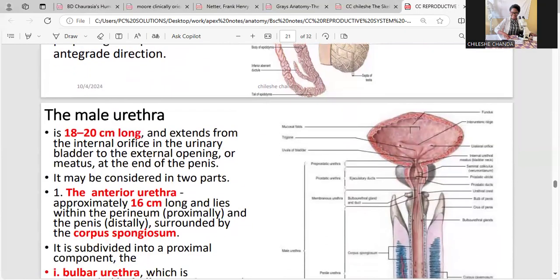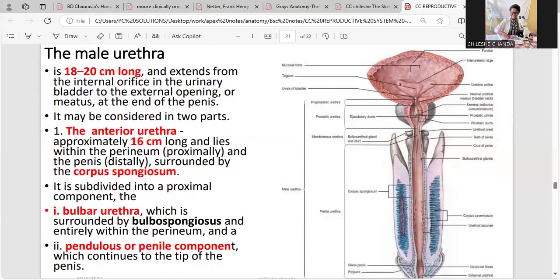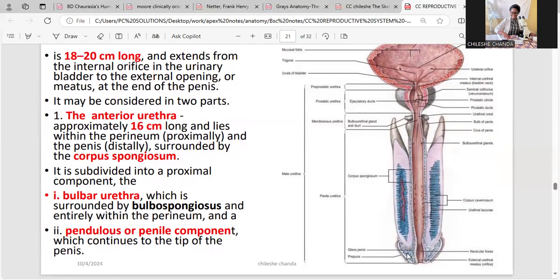Okay? All right. So the male urethra is the next part we're going to look at. The male urethra is about 18 to 20 centimeters long, and extends from the internal orifice of the urinary bladder all the way up to the external opening in the penis. It may be considered in three parts.